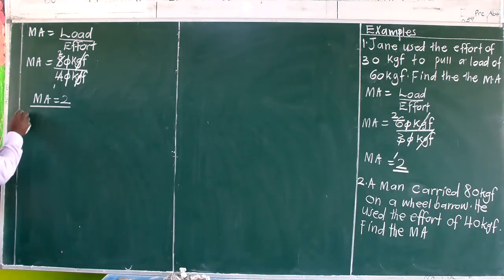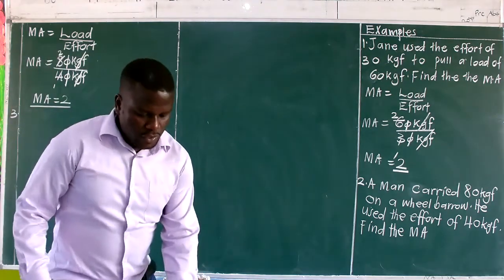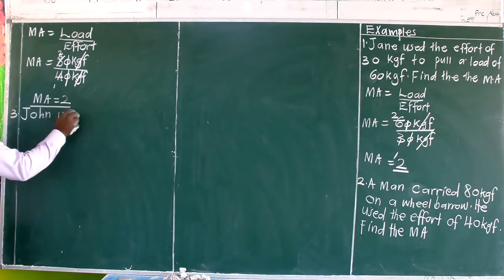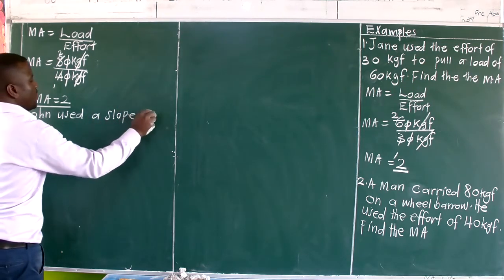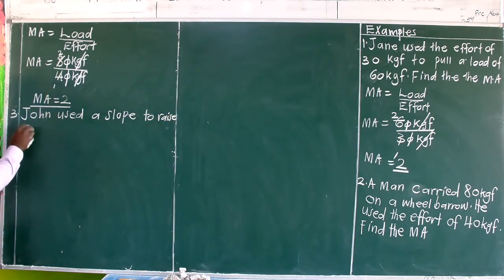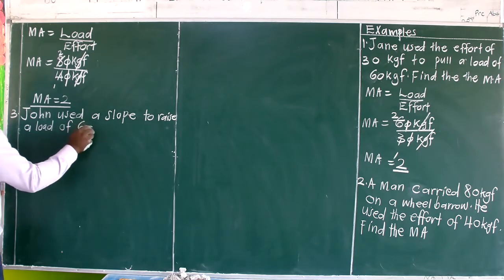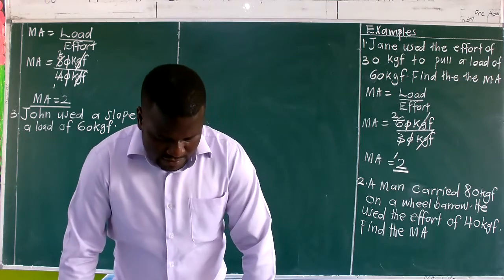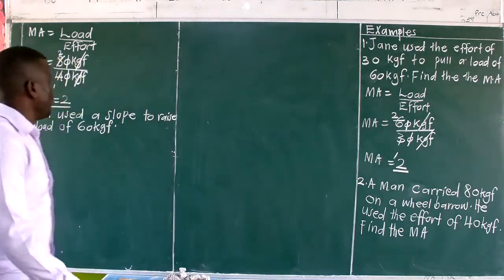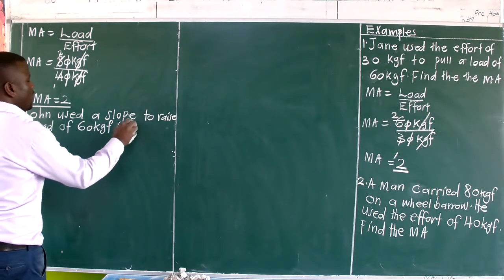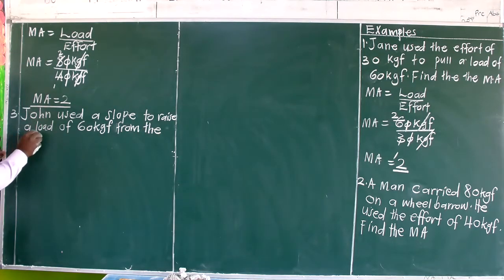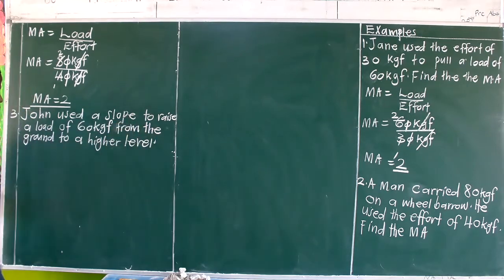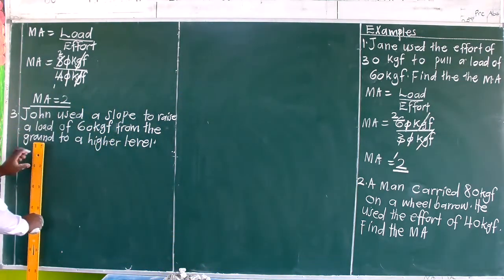Then we can have example number 3. John used a slope to raise a load of 60 kilogram force from the ground to a higher level as shown below. So this is a slope.